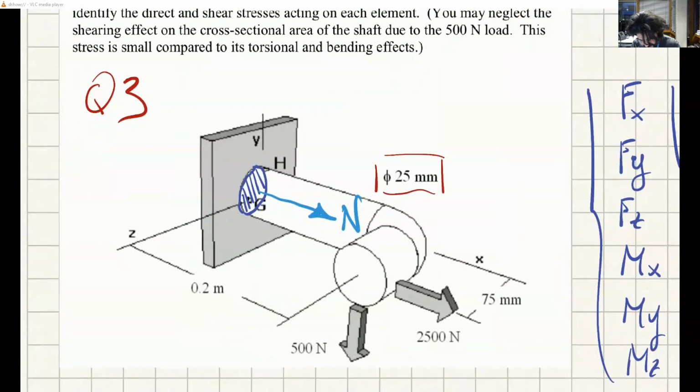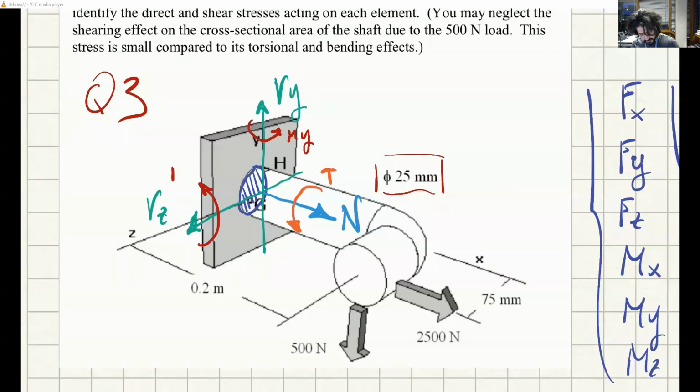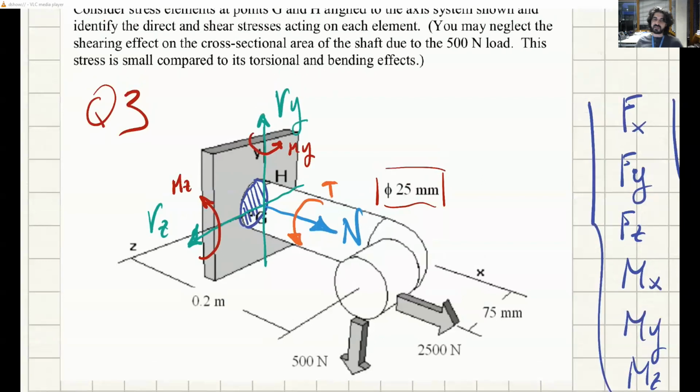We have 2 directions, Y and Z, that are inside the plane of the cut, and these are the shear forces, always. We also have that around the normal force, you always have the twisting torque. And around the shear forces, you have 2 bending moments. Now, these are all the possible internal interactions that can happen at this section.